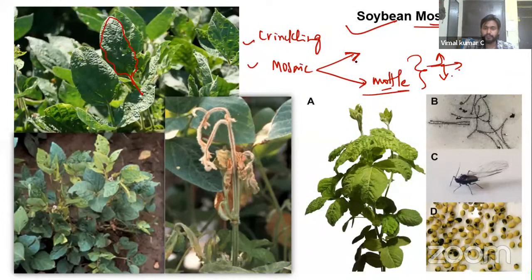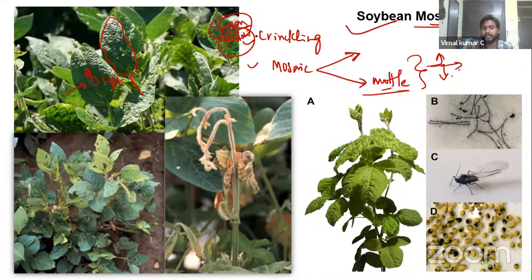So, does anyone know the difference between mosaic and mottle? See here, if the green area is alternated with light green areas, then it is called mottling. That means there is no other color mixed with the symptoms on the leaf lamina or any part of the plant. But if yellow or some other color is mixed with the green, then we can call it a mosaic.